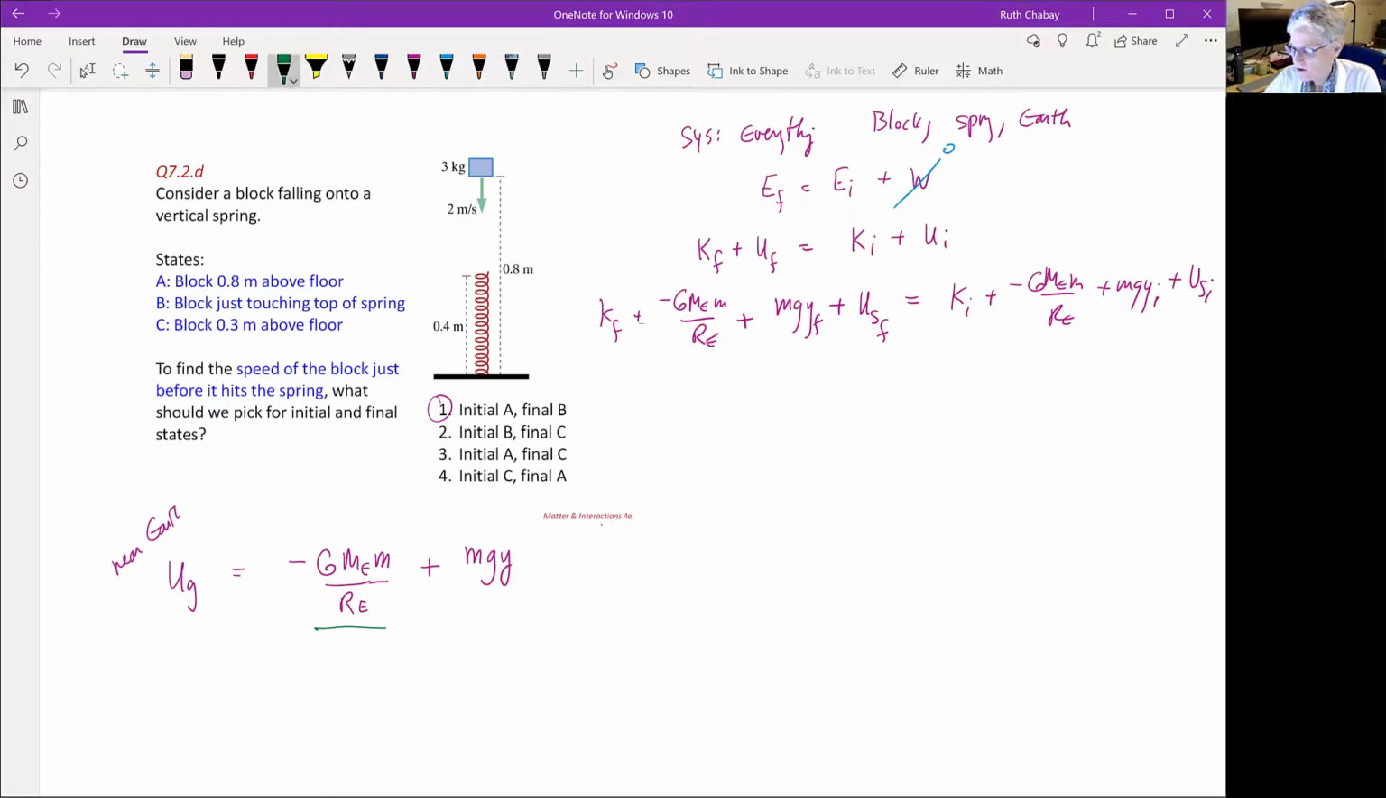Well, the spring is neither stretched nor compressed in both these cases. So the spring potential energy is actually just going to be 0. They're going to cancel out here, zeros. And this, of course, is a constant, and we don't need to write it out. So what we really end up with here is a half m v final squared plus mgy final is equal to a half m v initial squared plus mgy initial.